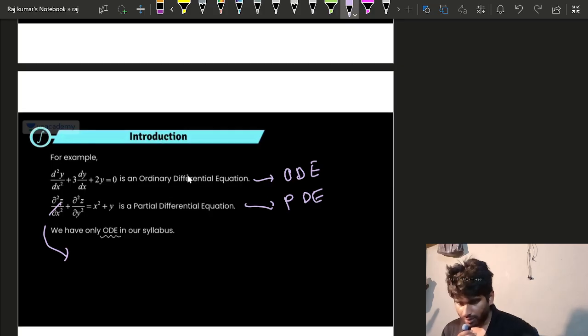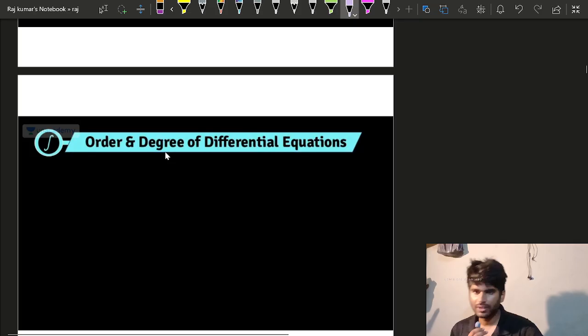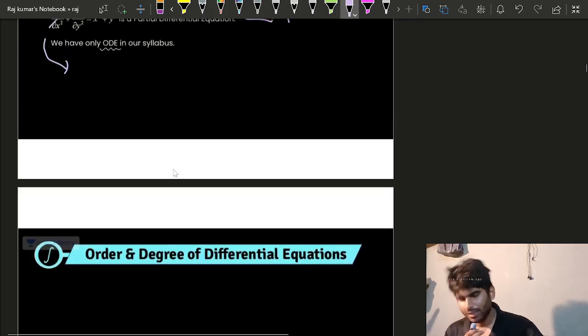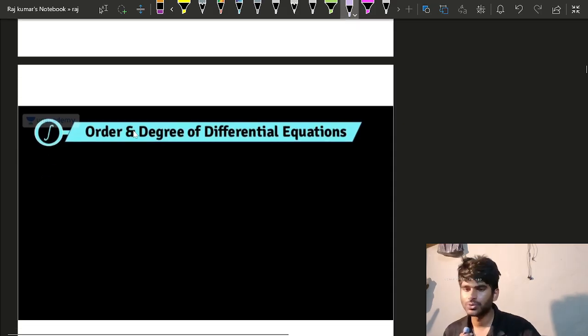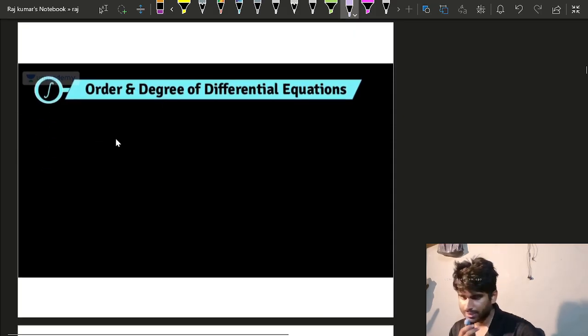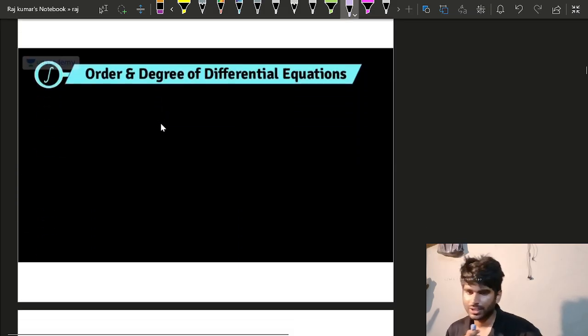In our syllabus, only ODE. In JEE, questions come on ODE, not on PDE. But when you solve numerical questions in physics, at that time we use partial differential equations, but the physics teacher will explain that later.